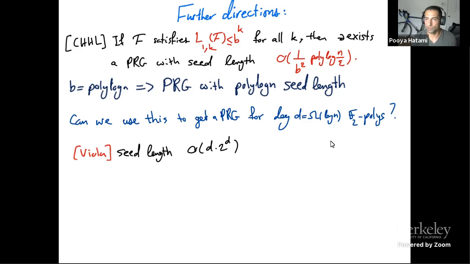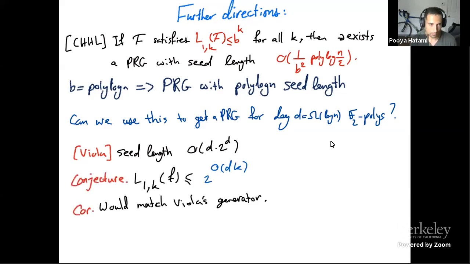The question is, can we use this to get PRGs for interesting families like degree d F2 polynomials, where d reaches the barrier for the current state of the art? We know Viola's generator has seed length d times 2 to the d. That's the state of the art, and this completely trivializes when d is equal to log n. So can we hope to use this to get something better? At least we conjecture that for F2 polynomials, you have an L1 bound b that's exponential in d, and this would at least give us a generator matching Viola's generator in terms of seed length.